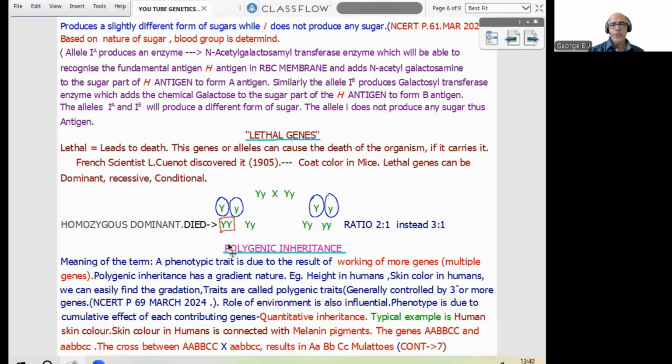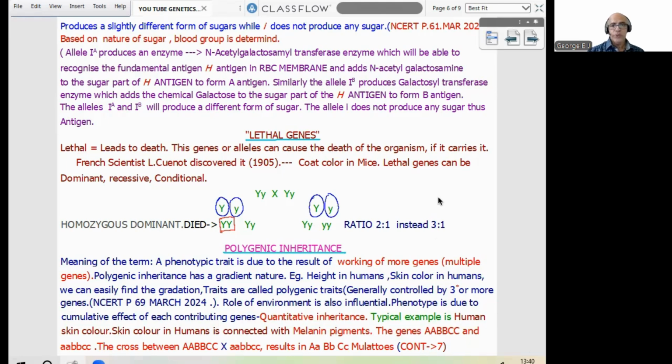Typical examples are height in humans and skin color in humans. We can easily find the gradation. The traits are called polygenic traits, generally controlled by 3 or more genes. That is what NCERT page number 69, March 24 edition, gives. After 3, I put a star there; it can be variable. Normally 3, that is what NCERT says.